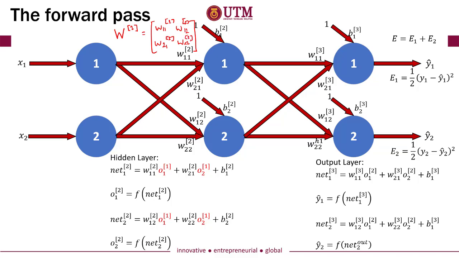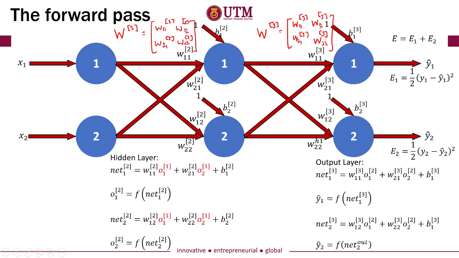So that is the W at this second layer. The same goes for the weights involved at the output layer. You need to arrange them in matrix form, so it should be W11, W21, W12, and W22, which is the W at layer number 3, the output layer.